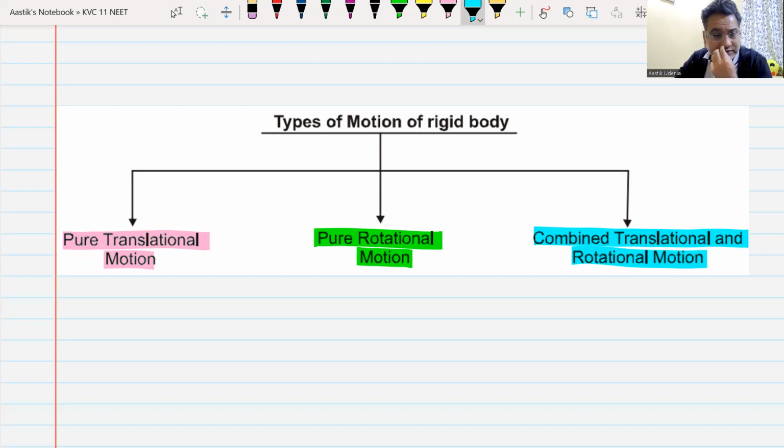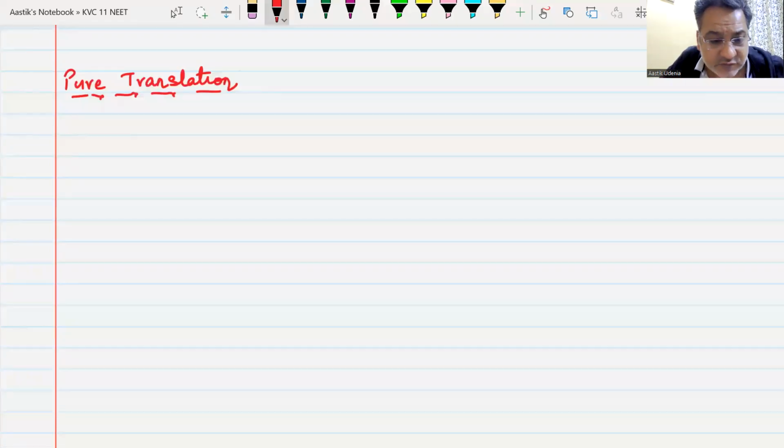Now, what is the first type of motion? The first type of motion is known as pure translation. Now, what do you mean by pure translation? So write the heading, pure translation. Pure translation. Now, what do you mean by pure translation motion?